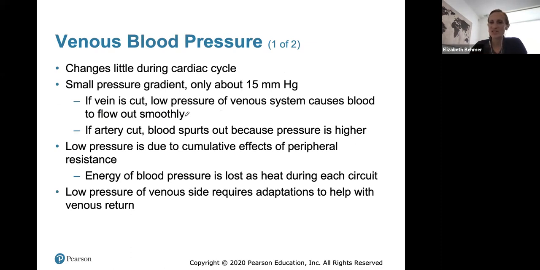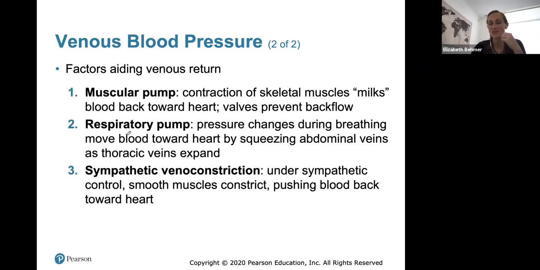Venous blood pressure changes little. It's always extremely low. If a vein is cut, the low pressure in the venous system causes blood to flow out smoothly, whereas if we cut an artery, blood will spurt out because the pressure is much higher. And the low pressure on the venous side requires adaptations, again, to help that venous blood get back to the heart.